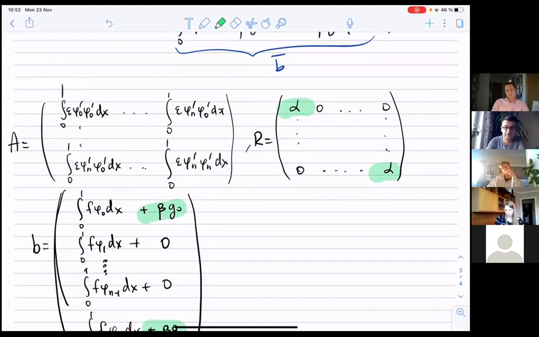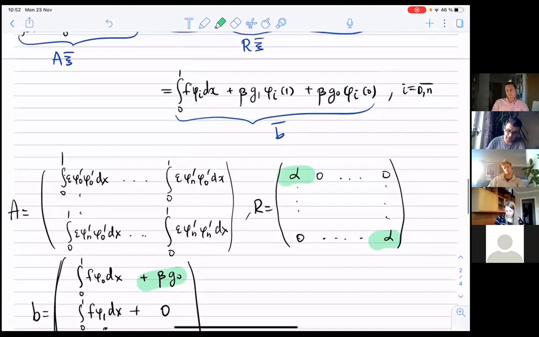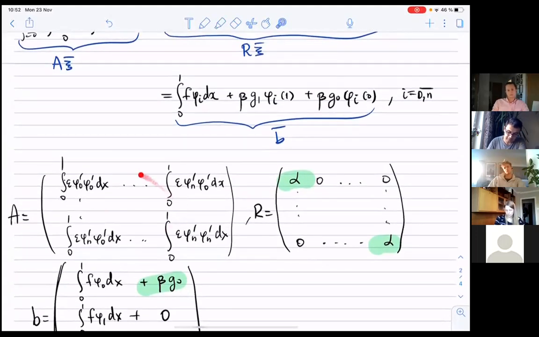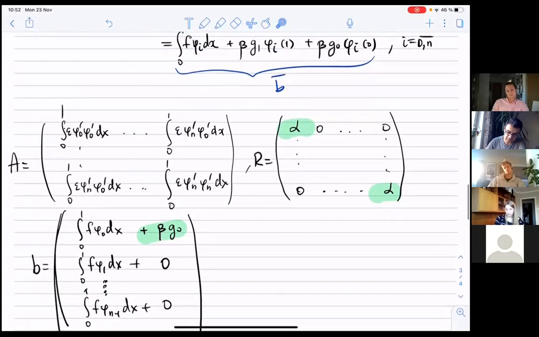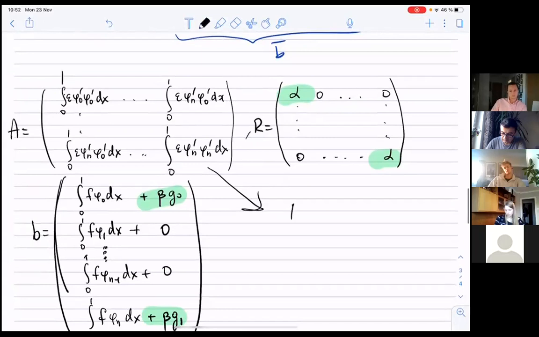There is one question in the chat. Let's see. Will the A matrix be singular? No, it will not be singular. It will actually be positive definite. This matrix A is positive definite.